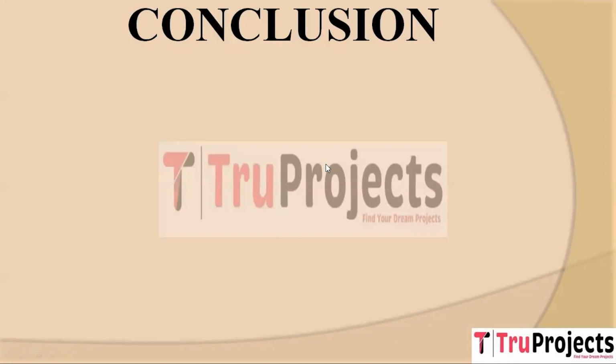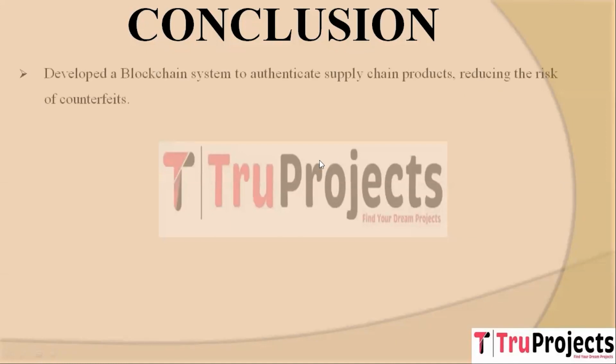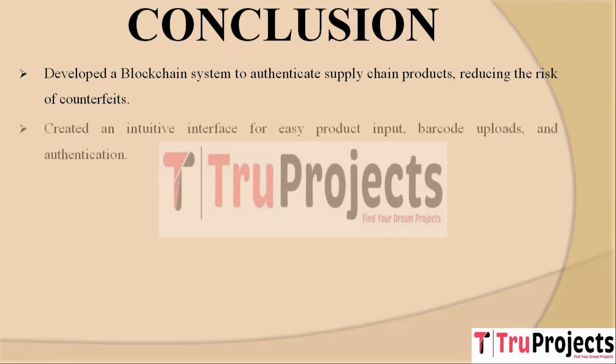So the conclusion here is we have developed a blockchain-based system dedicated to verifying the authenticity of products within the supply chain. The system is designed to track products as they move through the supply chain, making it significantly more challenging for counterfeit products to enter the market. The project has prioritized user-friendliness by designing an easy-to-use interface. This interface allows users to effortlessly input product details, upload barcode information, and authenticate products.